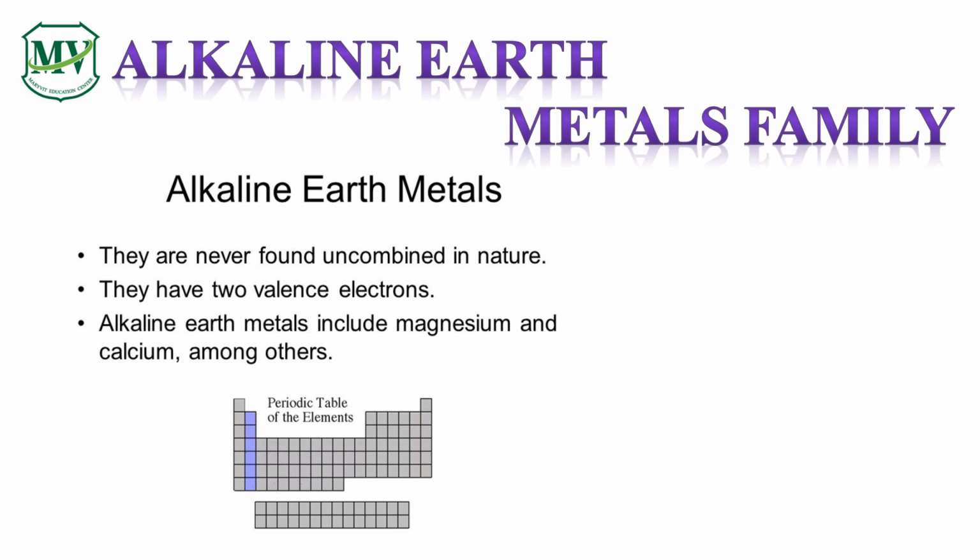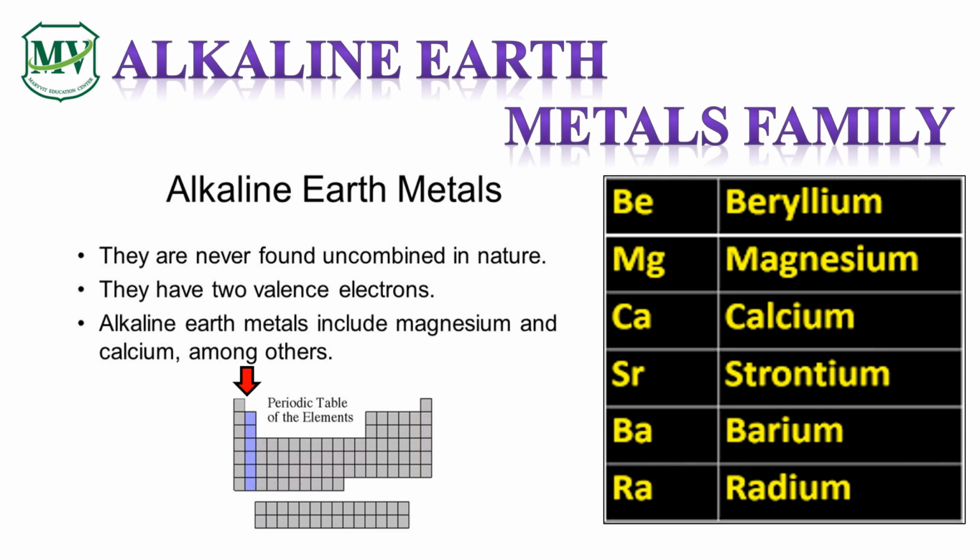The alkaline earth metals family. So what do you know about them? Awesome! The alkaline earth metals are never found uncombined in nature, and they have 2 valence electrons. These include beryllium, magnesium, calcium, strontium, barium, and radium.